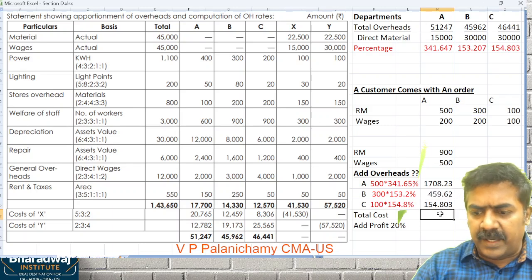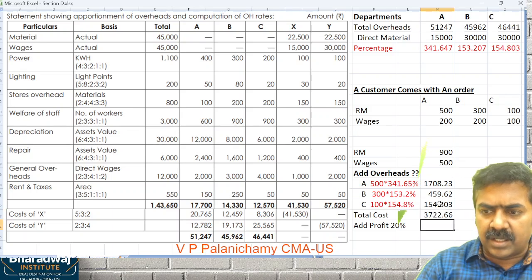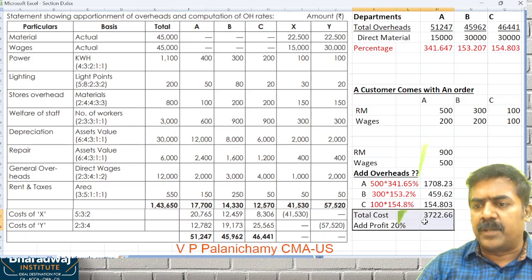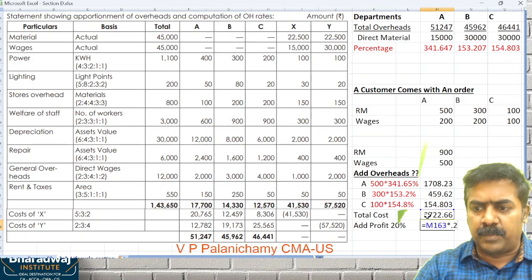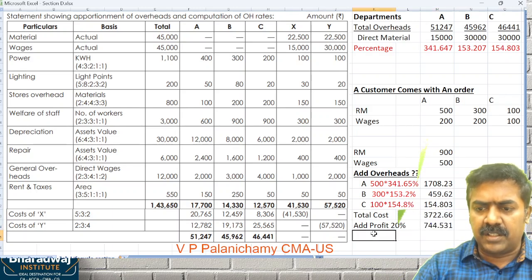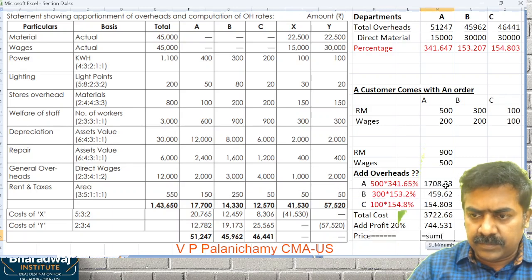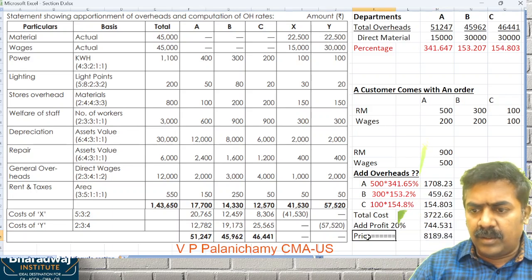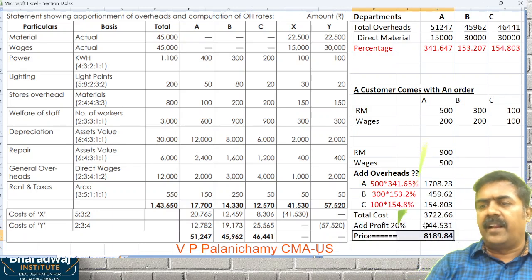So if we add up material plus labor plus overheads, we get the total cost. With that, you will add the profit margin and charge the customer. Profit margin is 20%, this into 0.2. We will charge the price to the customer. We'll quote the price for the job as 8189 like that.